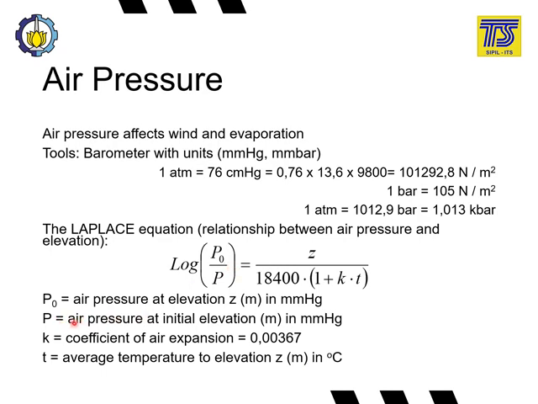If you look for the air pressure at the elevation here, P, you can use the air pressure at the elevation Z that you know. Or if you also know the average temperature, you can put it here as T, and then C is the elevation.